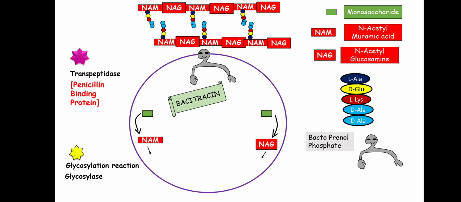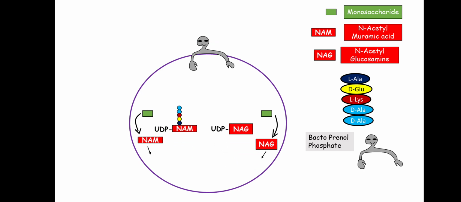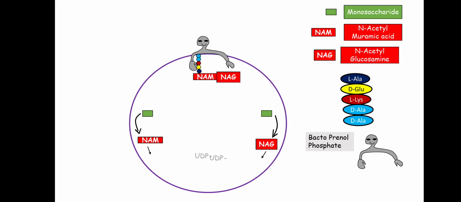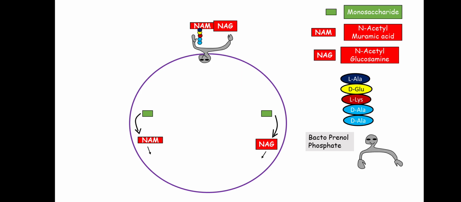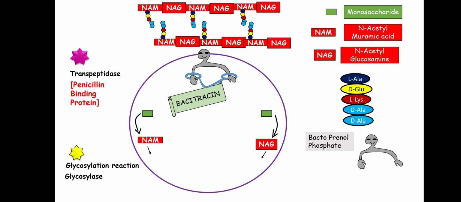Now this bacitracin mainly acts by blocking the protein bactoprenol phosphate. Okay, so it is inhibiting this bactoprenol phosphate protein, and we know the main role of this protein: yes, its main role is to synthesize the peptidoglycan precursor and to transport it outside. But bacitracin is inhibiting this protein from doing its work.